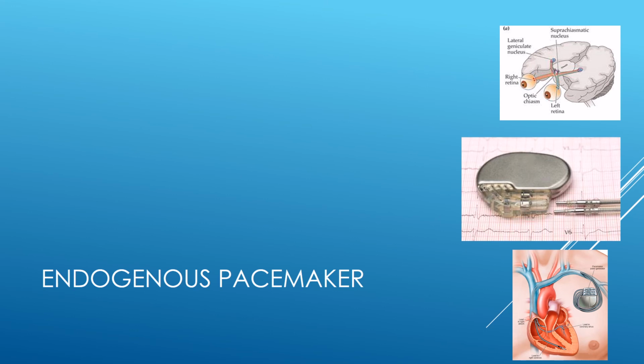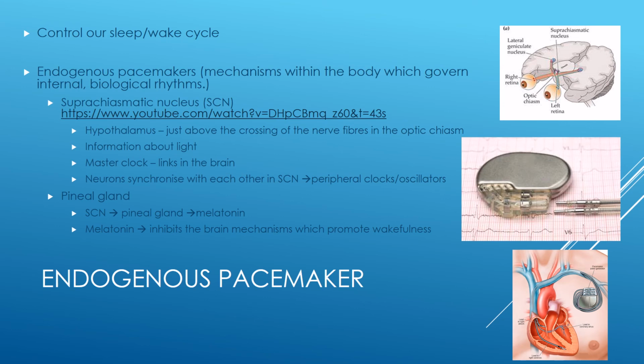Okay. Endogenous pacemakers are the internal mechanisms that control the circadian rhythm. They're the key controlling factor. So you've got here the mechanisms which govern internal biological rhythm. Sounds much fancier. I remember that because, and this will explain why there are these odd pictures down the side here, the one in the middle is a pacemaker. I imagine a lot of you will have heard of people having pacemakers put in to help the heart beat. Now, this type of endogenous pacemaker doesn't really have anything to do with that. There is a bit of a link, but not really.